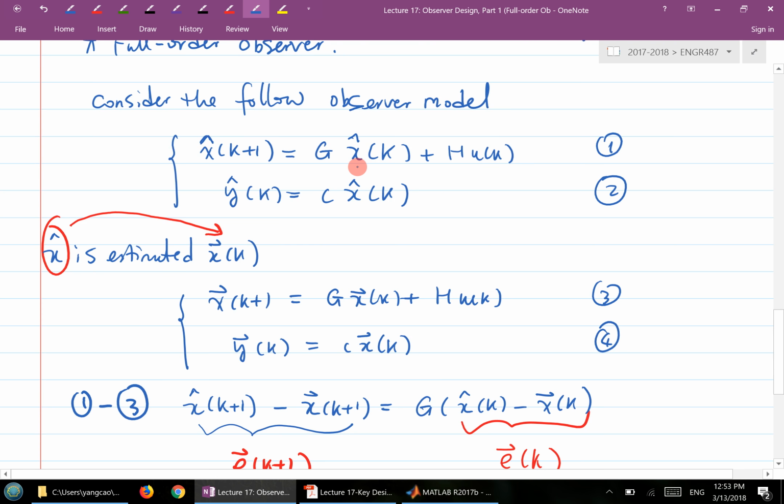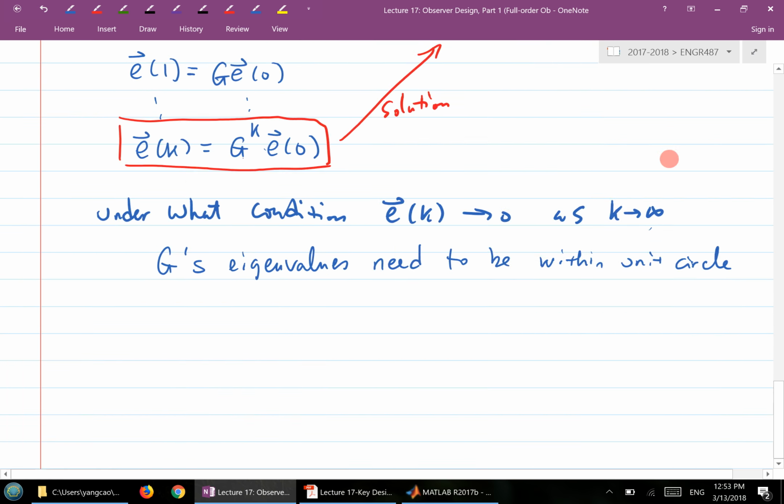We need to make a little modification to this observer to give us the freedom to design for all different types of situations. Bear in mind the motivation here: what if G is not stable? If you have poles outside the unit circle, that means G is not stable.